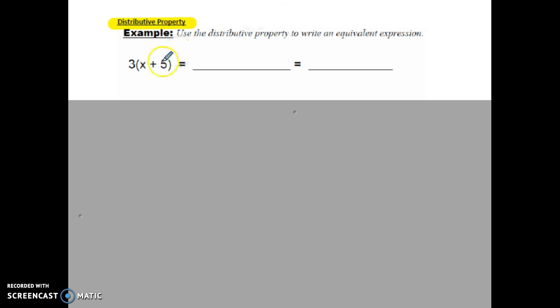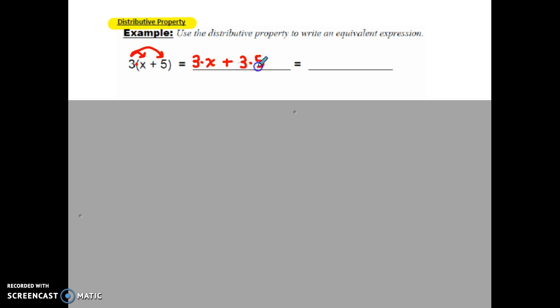So I'm going to start out by reminding you to put your dot here, reminding you to draw your arrows. The arrows will remind you that you're multiplying the 3 times the x. We can write that here. And then you'll see this plus sign that goes in the middle of the problem, and then you'll remember to be multiplying the 3 times the 5.